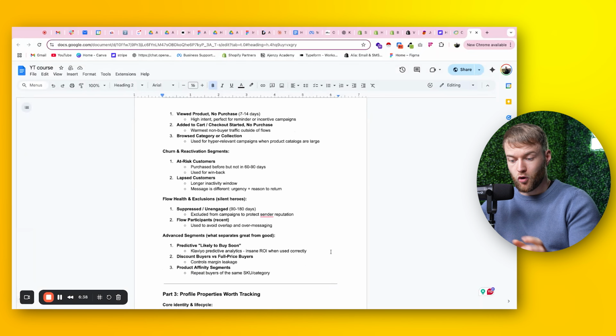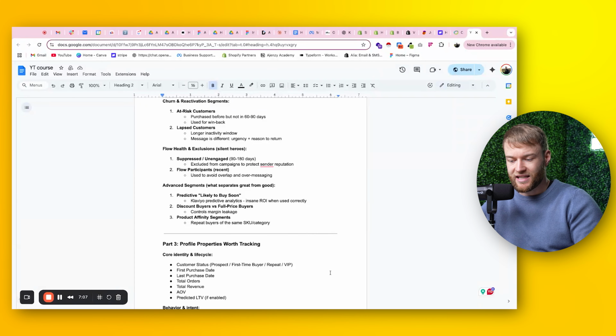Now you've got your flow health and your exclusions. So you're going to have suppressed unengaged lists for 90 to 180 days. You can exclude these people from campaigns to protect your reputation. You also have flow participants, which is recent. You're going to add this in so that you avoid overlapping or over messaging. So if you're sending a campaign or building a new flow, you can put in this list to avoid sending to someone who's currently in one or two more flows and getting lots of emails.